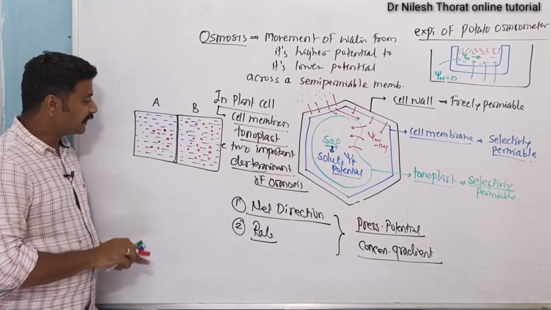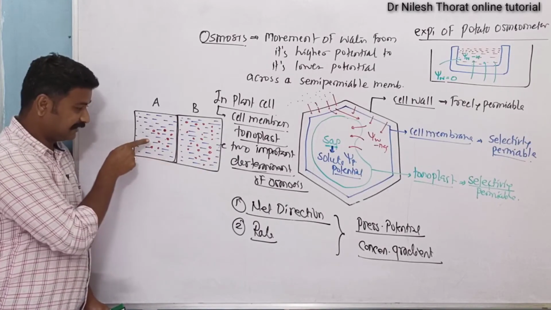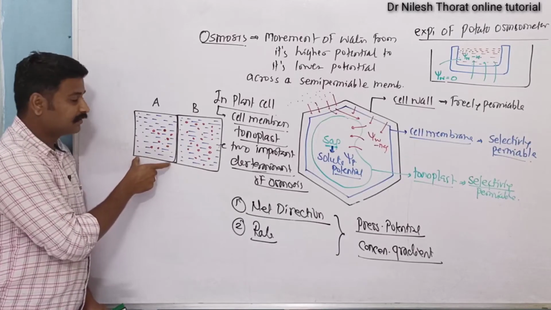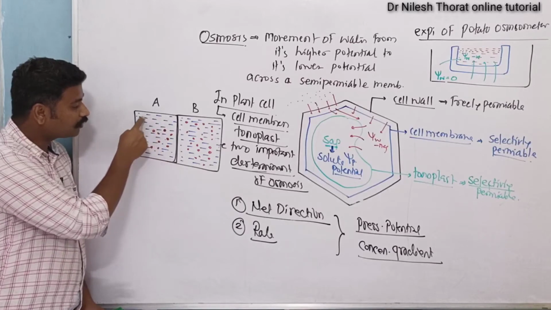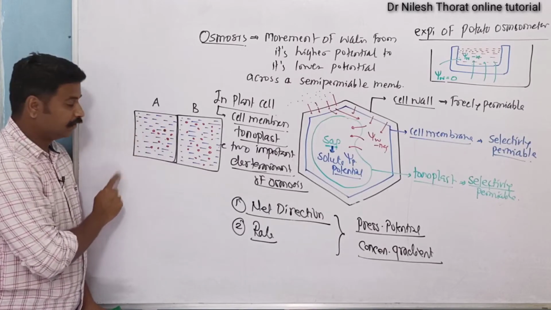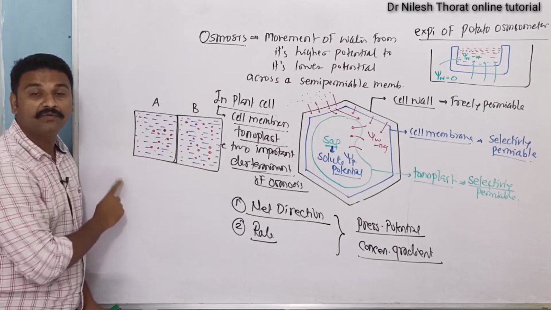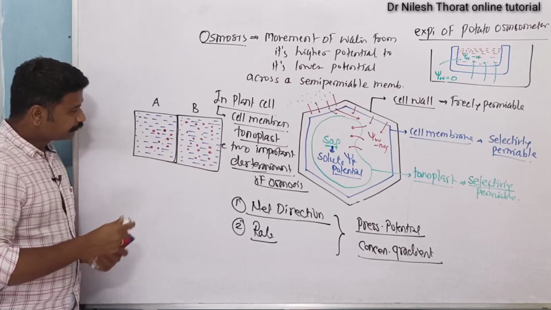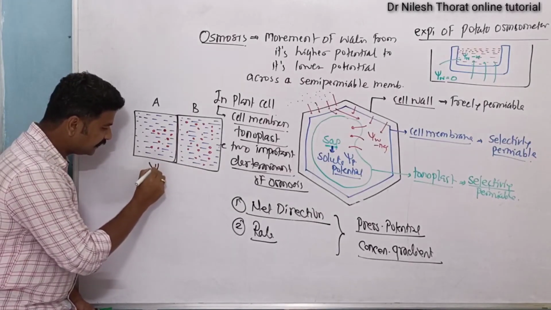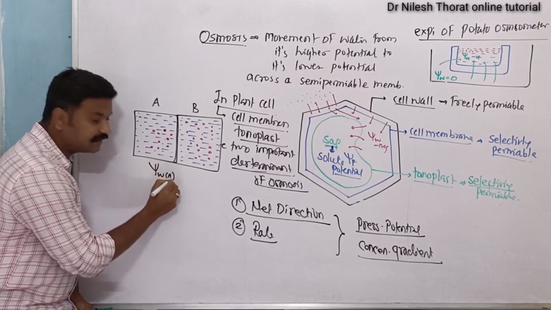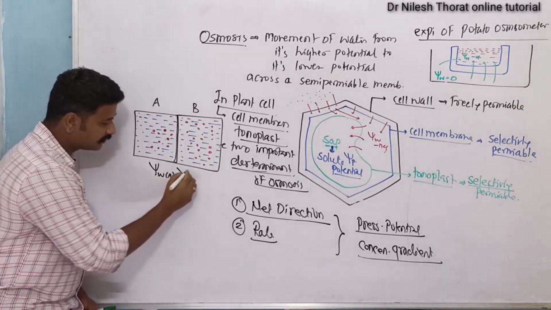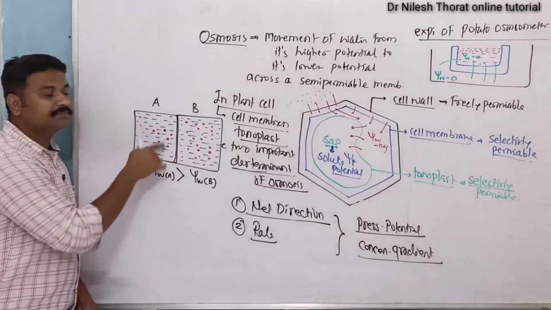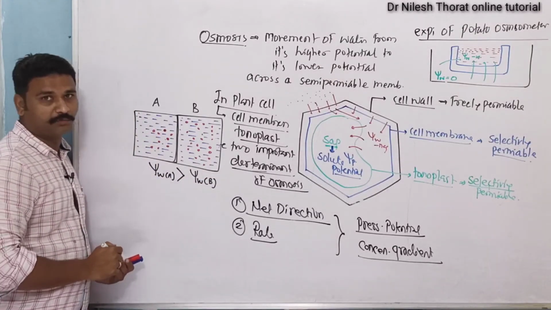As you can visualize, system A has a lesser amount of solute compared to system B. So in system A there will be more free water molecules. Naturally system A will have greater water potential compared to system B. So here psi W for system A will be greater compared to psi W of system B, because system A has more water molecules.